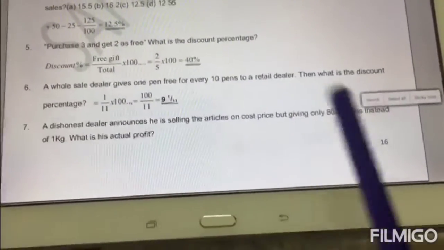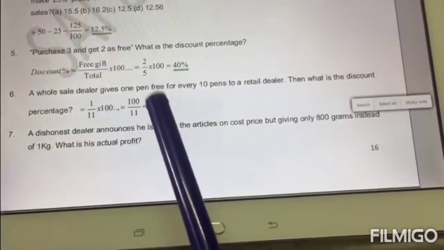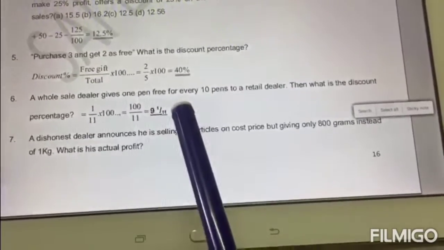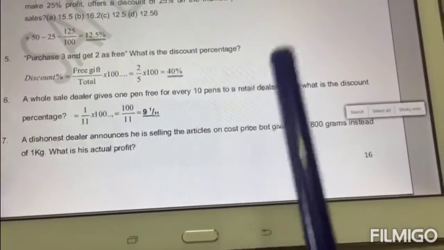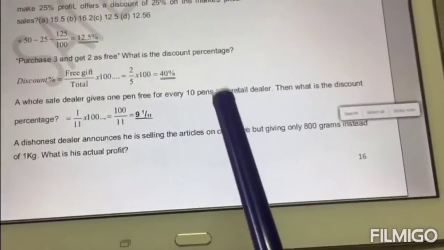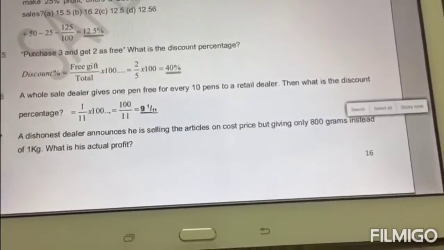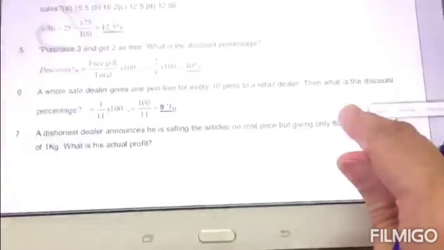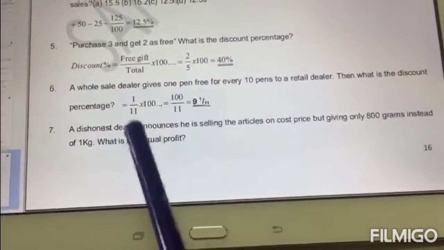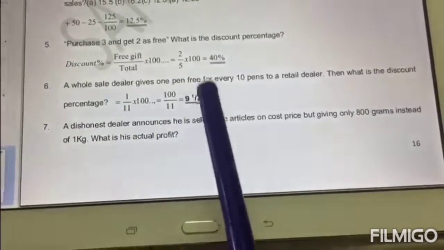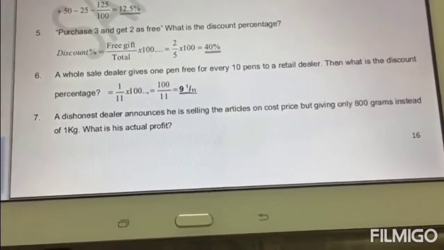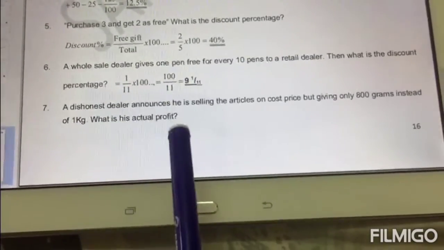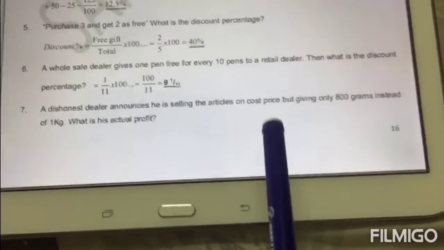Next, a wholesale dealer gives 1 pen free for every 10 pens to a retail dealer, same as number 5. Then what is the discount percentage? So it is the free gift divided by total into 100. So what is free? 1. What is total? For every 10 pens, you get 1 pen free. So if you buy 10 pens, you will get 1 pen free, so you have 10 plus 1, which is 11. So it is 1 free divided by 11 into 100, which is 9 and 1 by 11 percent. Clear? Very simple.